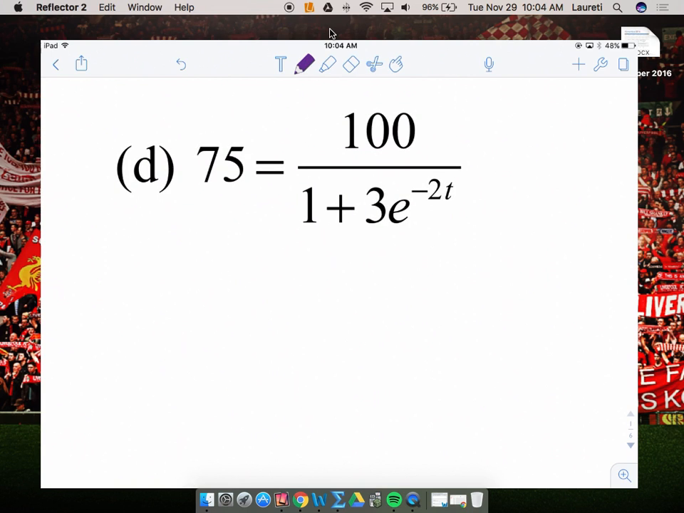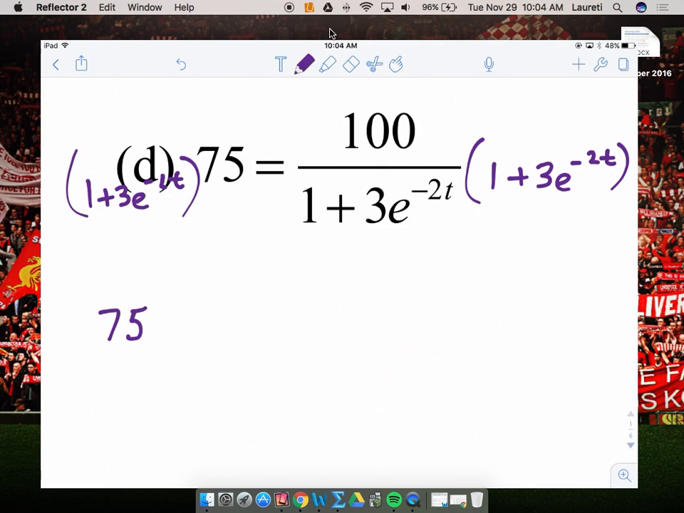Okay. So where's my variable now? In the denominator, right? I need to figure out a way, how can I get it out of the denominator? So what can you do on both sides so that the denominator is eliminated? Good. Multiply both sides by that denominator, 1 plus 3e. Okay. So that gives me 75 times 1 plus 3e to the negative 2t is equal to 100.